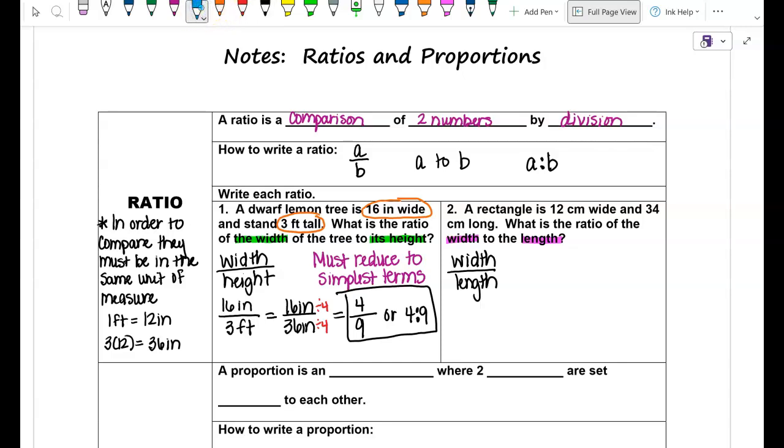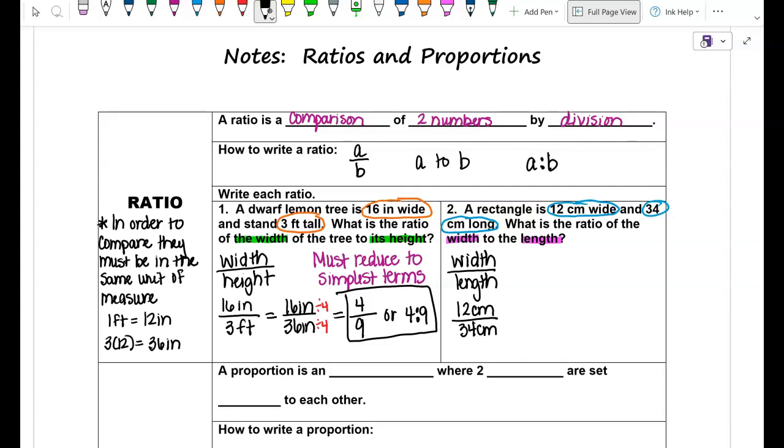And in this case, I'm 12 centimeters wide and 34 centimeters long. So 12 centimeters over 34 centimeters. Now, this time, they're both in the same unit of measure. It's centimeters and centimeters, so I don't have to do any conversion on that. I'm already comparing the same unit of measure.